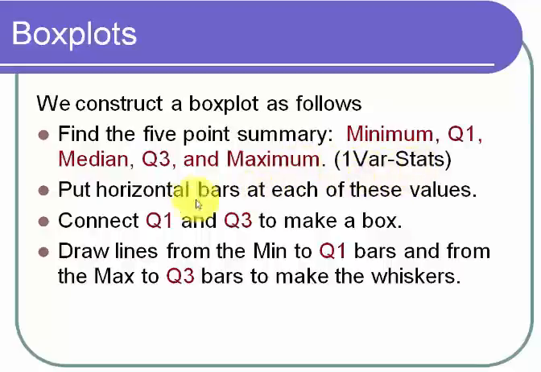And to create a box plot, we're going to put horizontal bars at each of these values. We're going to connect Q1 and Q3 to make a box. And we're going to draw lines from the minimum to Q1 bars and from the maximum to Q3 bars to make the whiskers. Pretty hard to read this and get the idea. So let's do one.